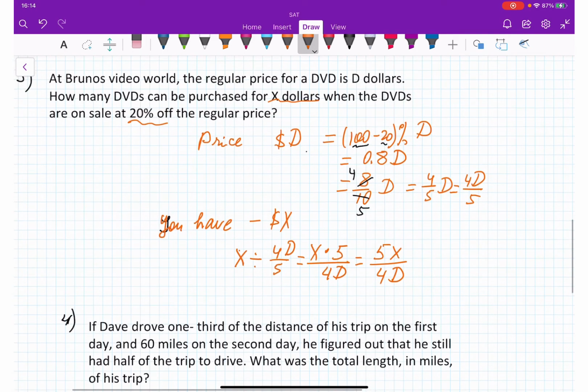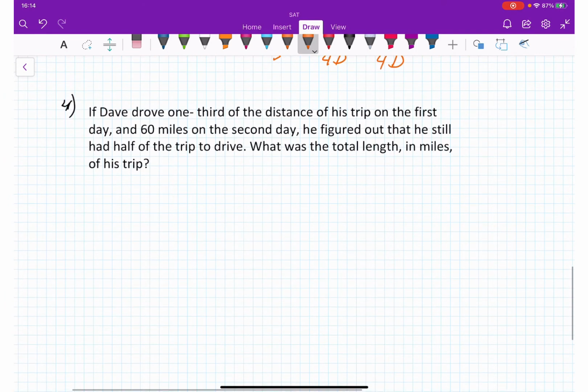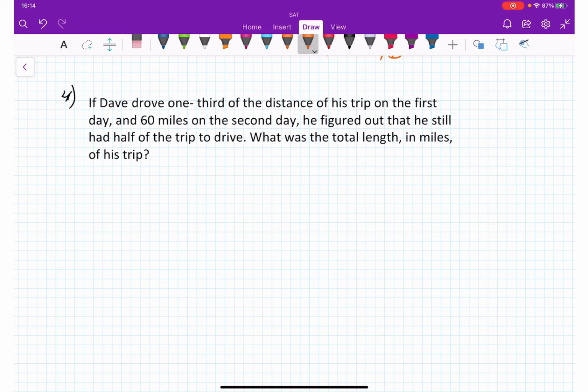Question number 4. If Dave drove 1/3 of the distance of his trip on the first day, and then 60 miles on the second day, he figured out that he still had 1/2 of the trip to drive. What was the total length? So the question is asking for total length, that one is going to be our X. Usually our unknown is what the question is asking for. Since it's asking for total length, then our unknown is going to be total length.